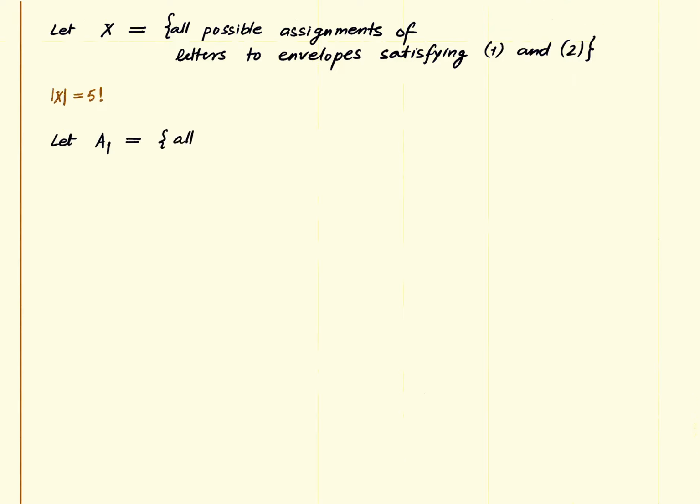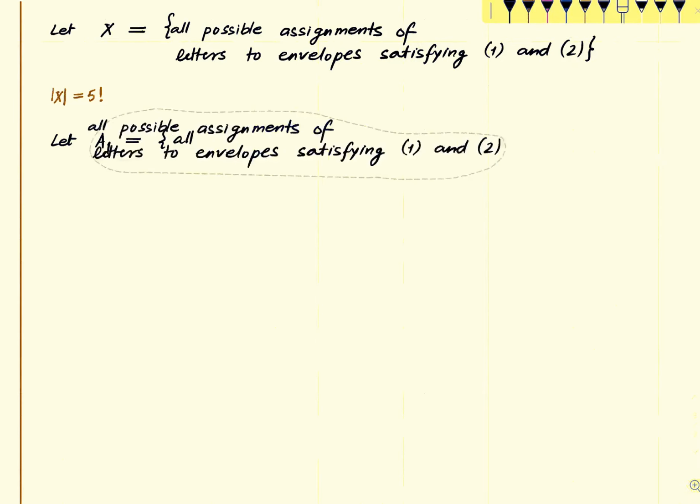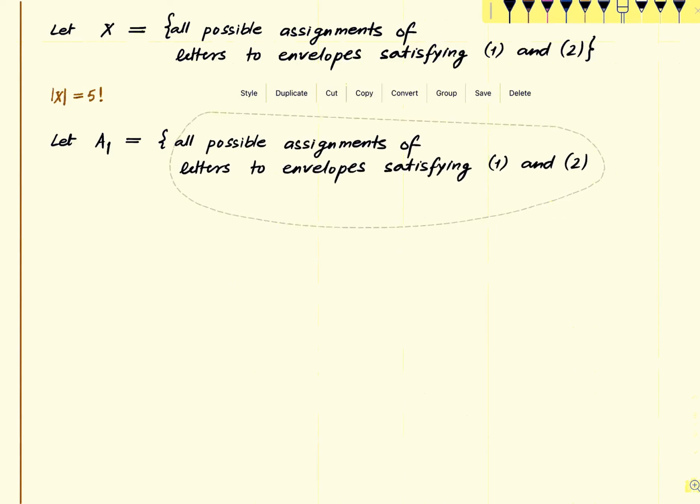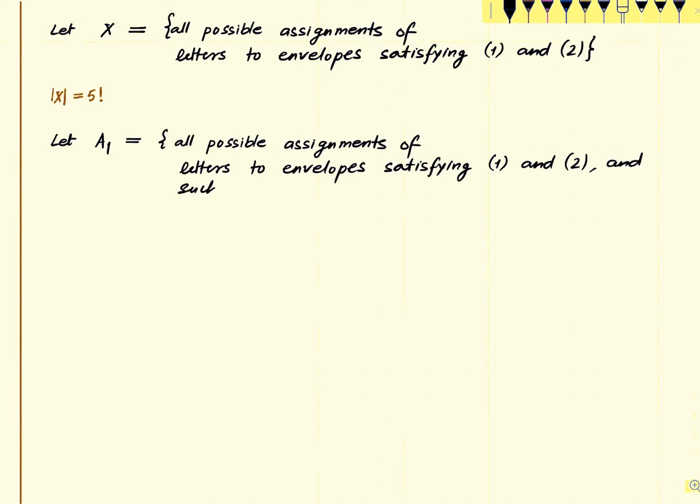Again, let me copy this. A1 is what? A1 is all possible assignments of letters to envelopes satisfying condition 1 and 2, and such that letter 1 goes into envelope 1. So in other words, A1 is all possible one-to-one correspondences where the first letter reaches the correct envelope.